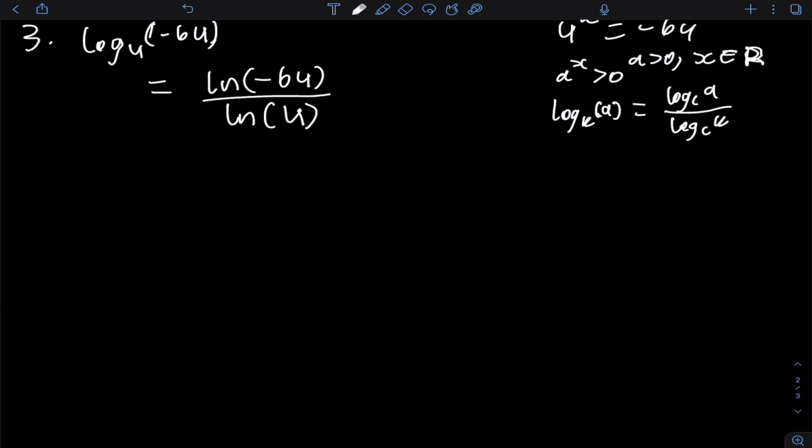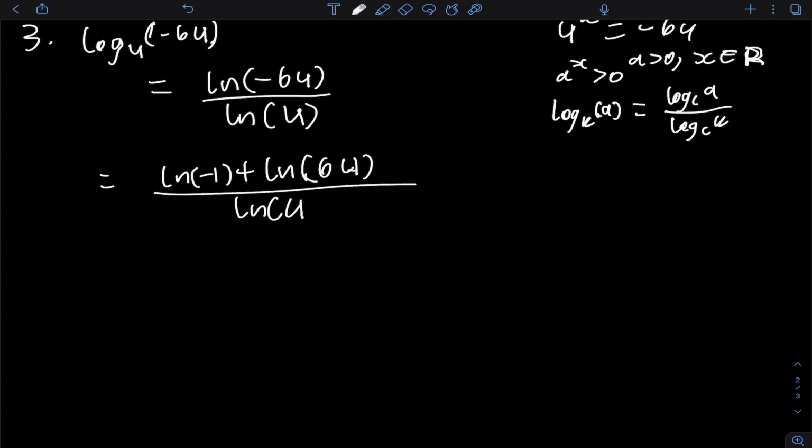And we know that a product of two things in a logarithm can be broken into the sum of the logarithm of each thing. So this can be broken down into the natural log of -1 plus the natural log of 64, and that's all divided by the natural log of 4. And we see that this is indeed true because when we have a summation of two logarithms, this does simplify to the natural log of -64.